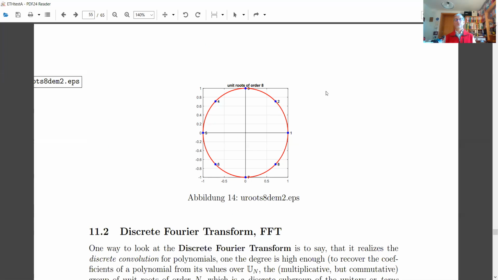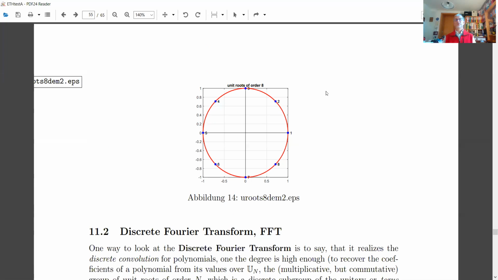It was early times of IBM, and it was made to be efficient for powers of 2. That's why unit roots of order 8 are a good example, because 8 equals 2 to the third. Now, what is the trick?